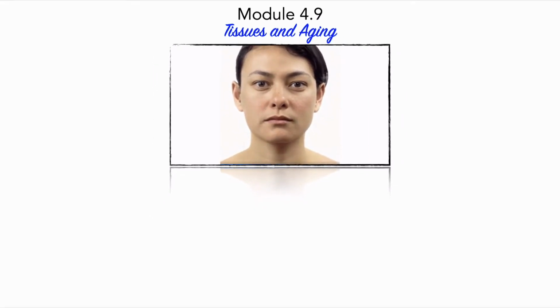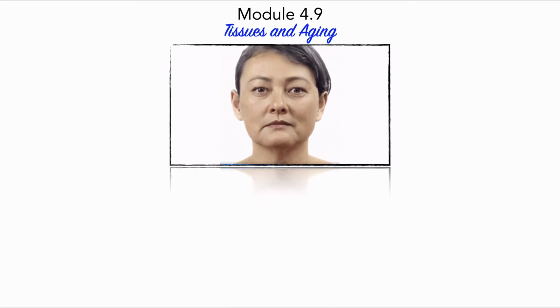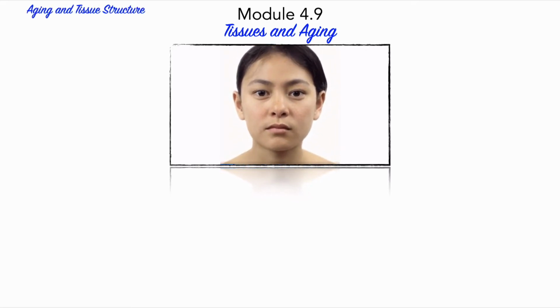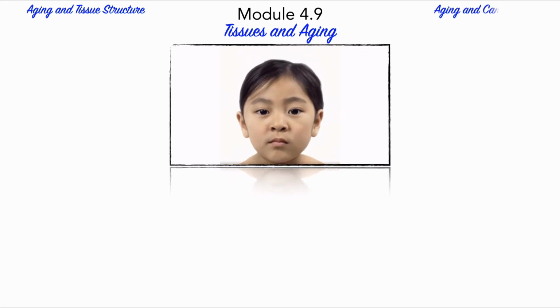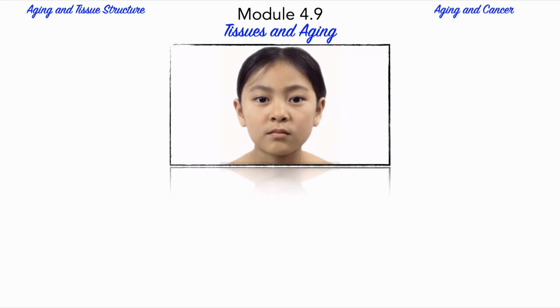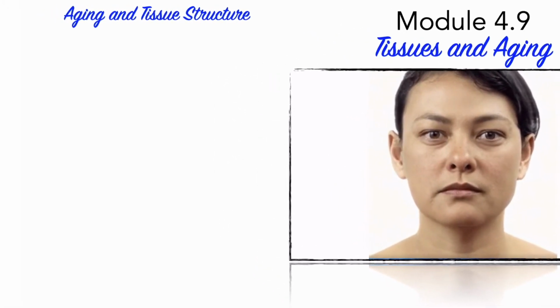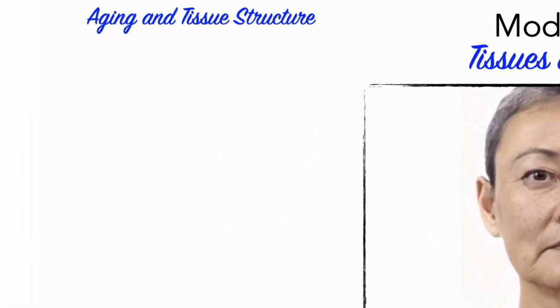Aging has two important effects on tissues. 1. Aging impacts tissue structure by decreasing the body's ability to repair damage to tissues. And 2. Cancer is more likely to occur with aging. First, let's discuss how aging impacts the body's ability to repair damage to tissues.